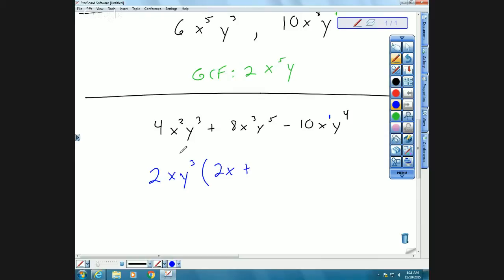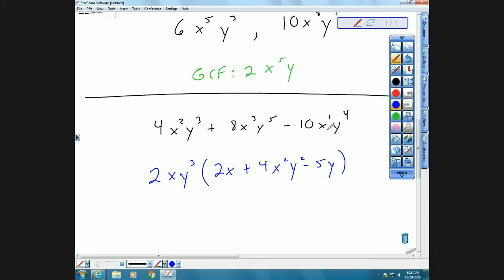Here, if I do 8 divided by 2 is 4. I take away one of these x's, I have 2 x's left. Take away 3 of these y's, I have 2 y's left. 10 divided by 2 is 5. Take away one of these x's, there's none left, right? Take away 3 of these y's, I have 1 y left. So I get this right here.